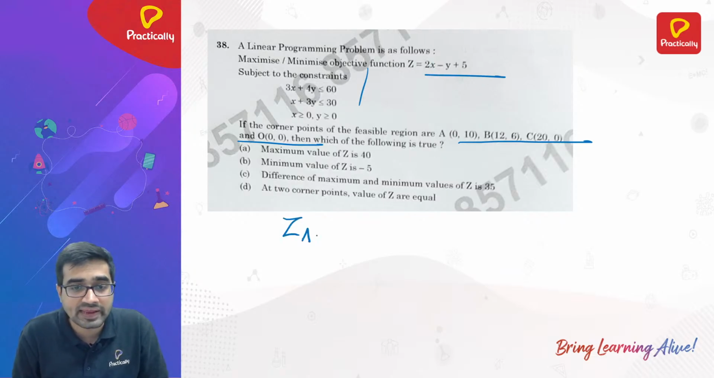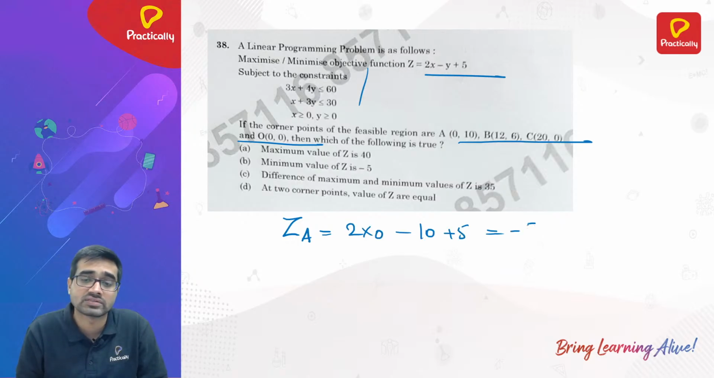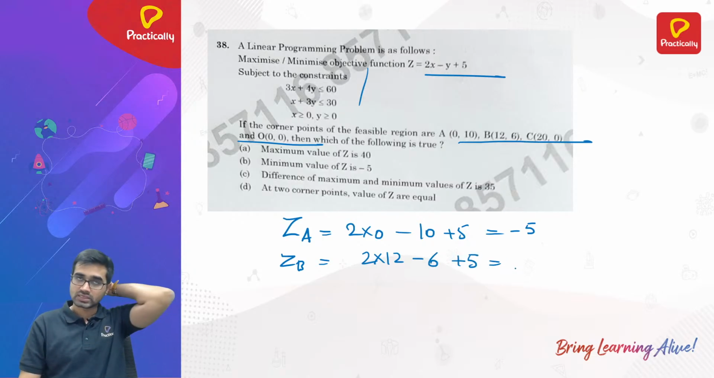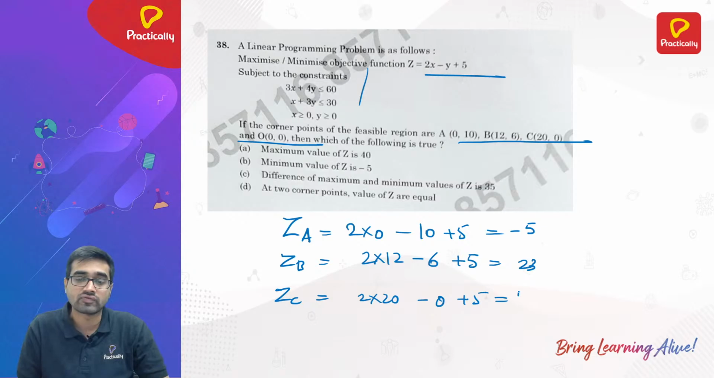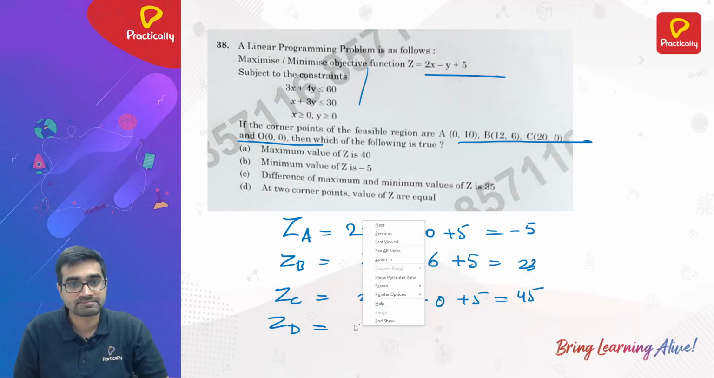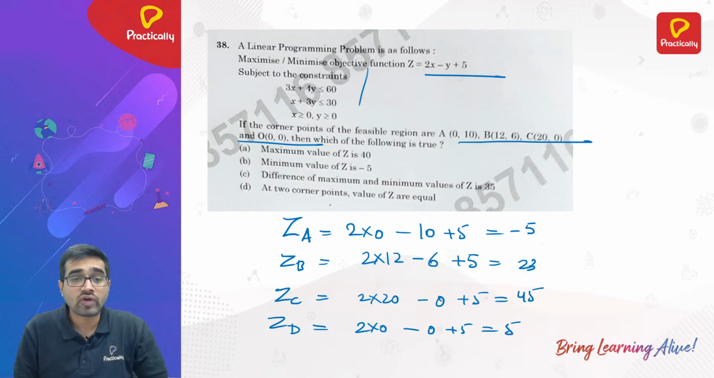Maximum value of Z, just put these corner points in this function. ZA is 2 times 0 minus 10 plus 5, which is minus 5. ZB is 2 times 12 minus 6 plus 5. So 24 minus 6 is 18, plus 5, 23. ZC is 2 times 20 minus 0 plus 5, so it is 45. What is ZD? ZD is 2 times 0 minus 0 plus 5, so it is 5.